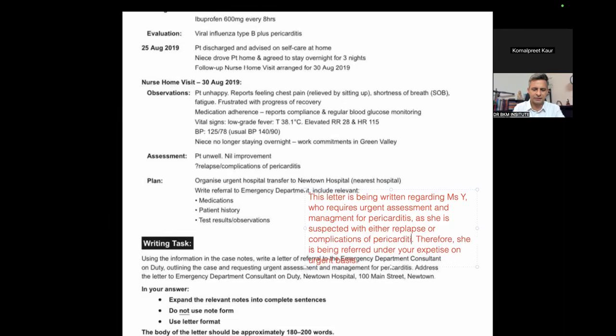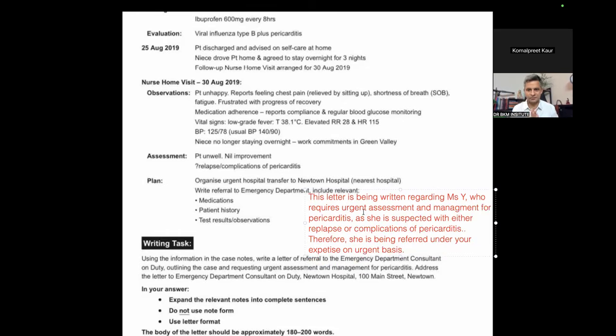Now my first paragraph is totally fine. If you can see this first paragraph, all of you should like it more. This letter is being written regarding Mrs. Y, who requires urgent assessment and management for pericarditis because she is suspected with either relapse or complications of pericarditis. Therefore, she is being referred under your expertise on urgent basis. Now, this makes it even better.